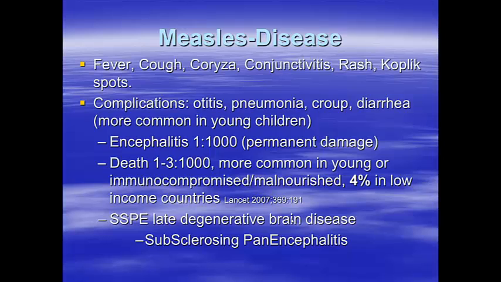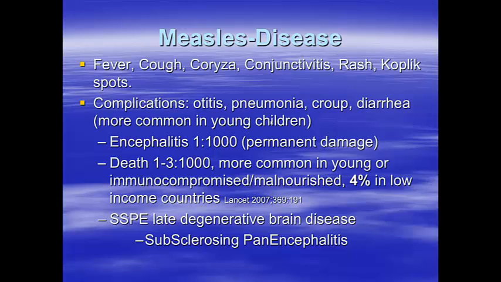Complications of measles include ear infection, pneumonia, some barking cough called croup, diarrheal illness, and the post-measles pneumonia can actually be a killer, and it's right up there on the list of major causes of mortality worldwide.